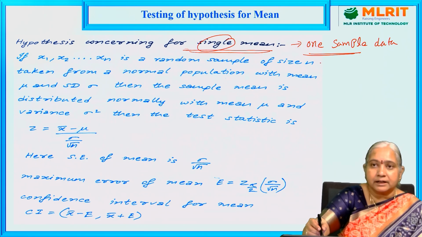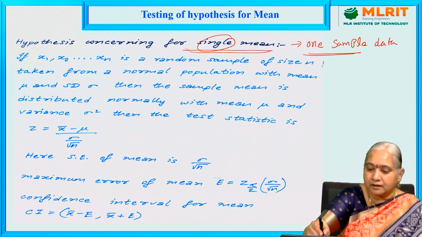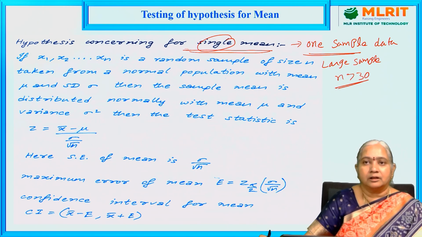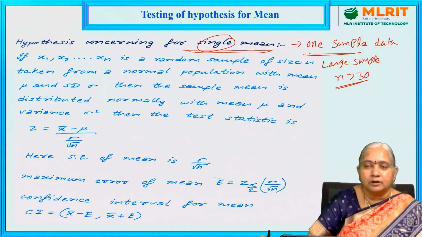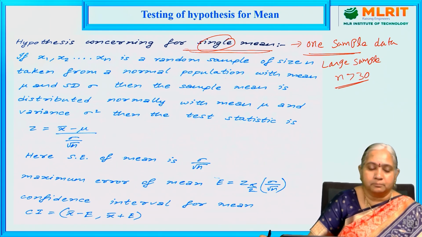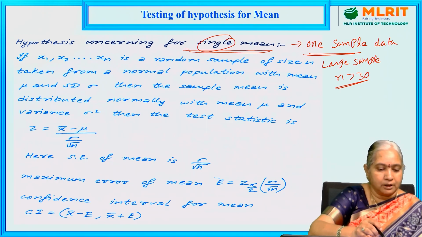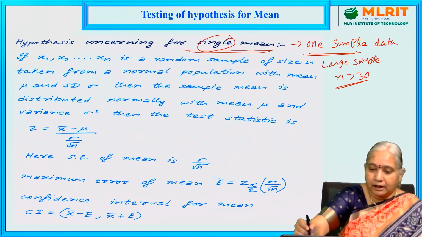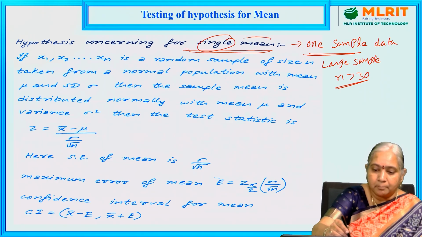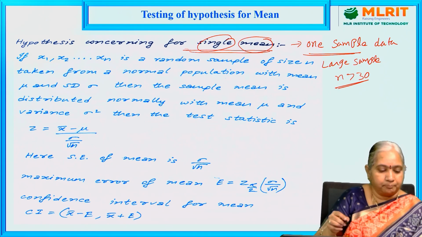So here we are studying about the large sample data. Large sample is n greater than 30. That means the sample consists of more than 30 or equal to 30 objects. Here we are testing about the mean of the population.